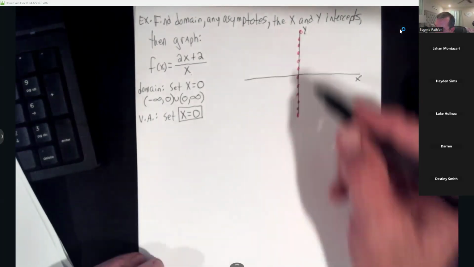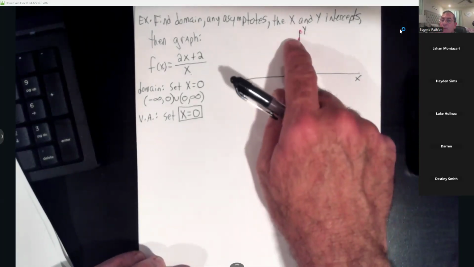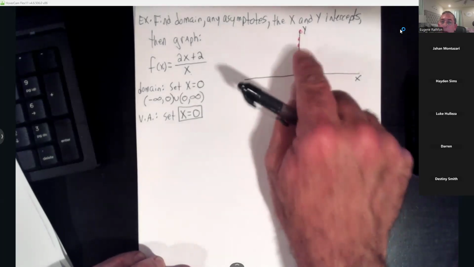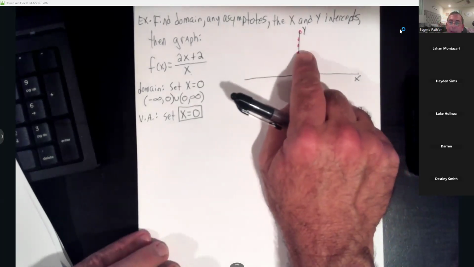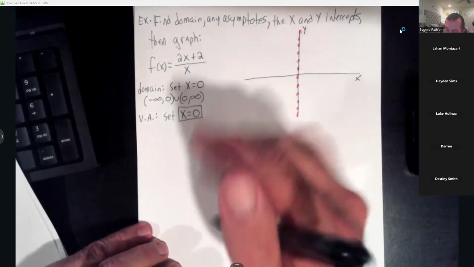So y'all, that means I don't have a y-intercept, do I? I cannot have a y-intercept if my graph does not cross over that y-axis, okay? And you'll see in a second why that happens. All right, what's next? X-intercept.